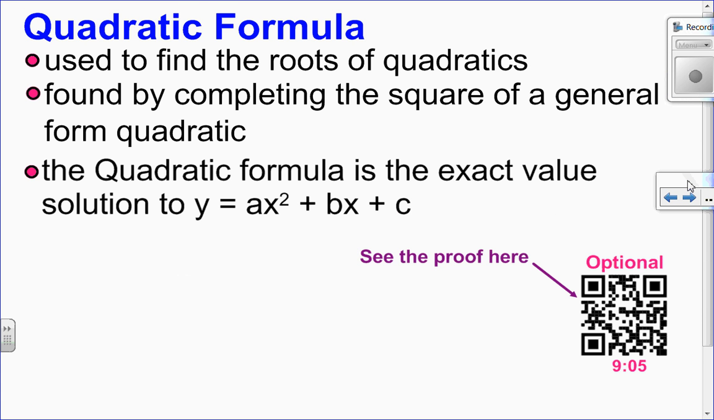The quadratic formula is used to find the roots of a quadratic. It could be factorable or non-factorable. It's just a quick way of figuring out what the solution is. The quadratic formula is found by completing the square of a general form quadratic, this quadratic right here. If I complete the square and then solve it, isolating for x, I would get my quadratic formula. If you're interested in seeing the proof or how the quadratic formula is derived, I have an optional video on my YouTube channel explaining that.